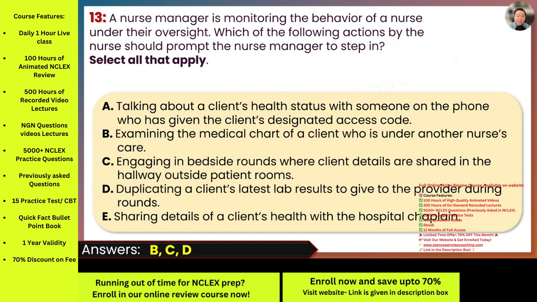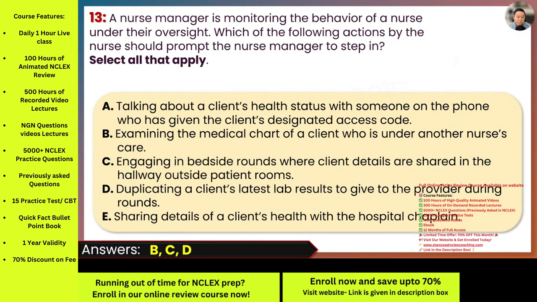Now, why is letter B correct? Well, take note that nurses should only access records for clients they are directly caring for. Just because a nurse has access to the system does not mean they can look at any patient's chart. This is a clear HIPAA violation. And keep in mind that unauthorized access to medical records is called snooping, and this can lead to disciplinary action or termination.